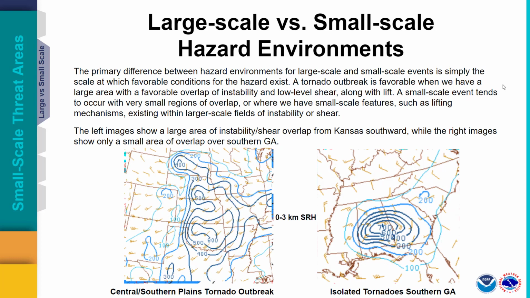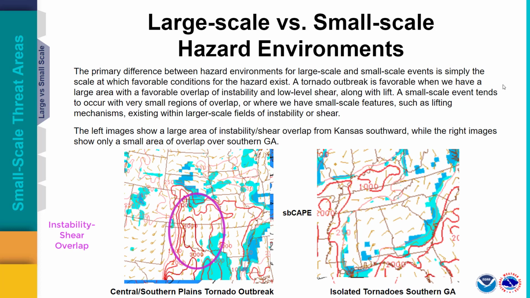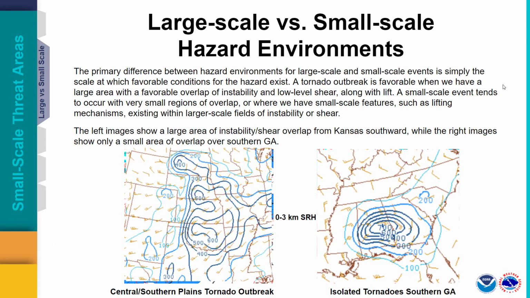A small-scale event tends to occur with very small regions of overlap, or where we have small-scale features such as lifting mechanisms existing within larger-scale fields of instability and shear. The left images show a large area of instability overlap from Kansas southward, while the right images show only a very small area of overlap over southern Georgia where only isolated tornadoes occurred.